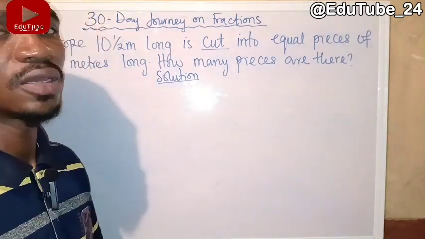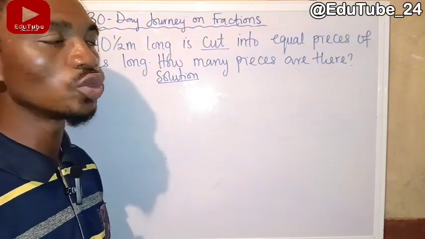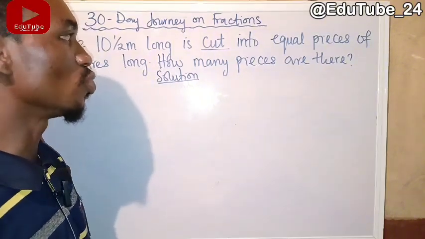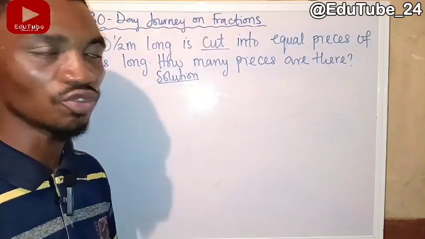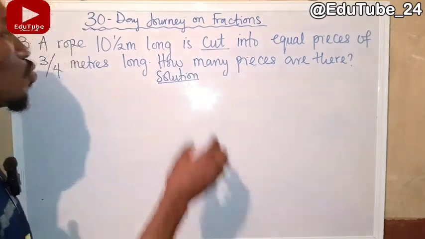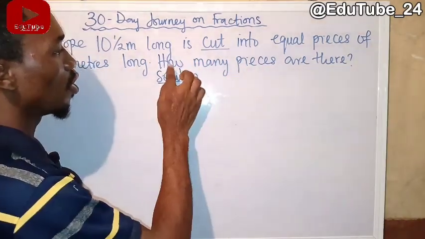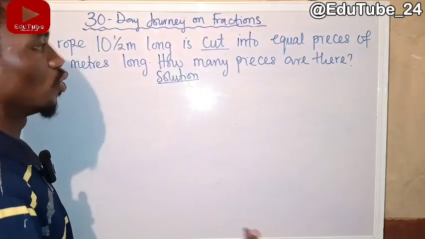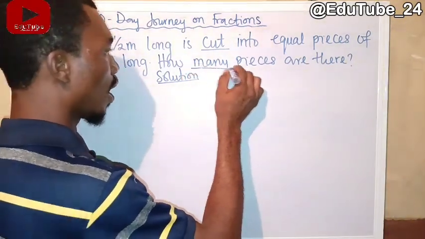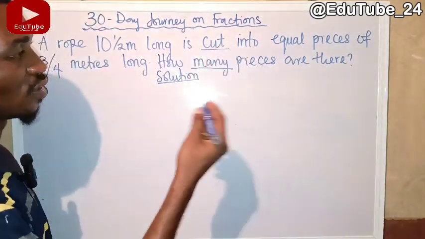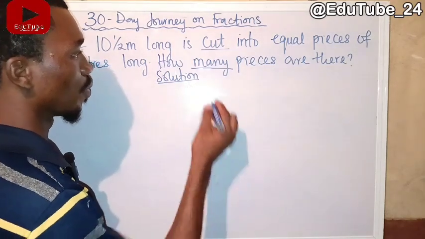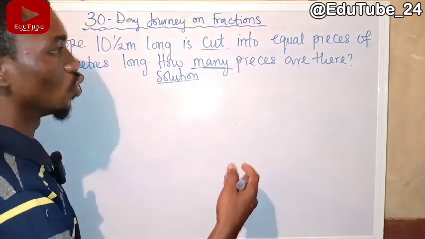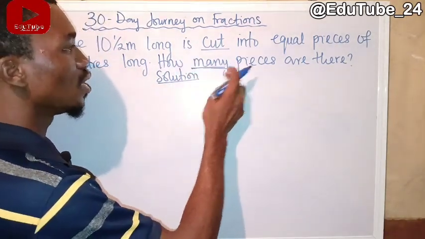But how do we draw the discrepancy between when it is used as subtraction or division? We just simply look at the main question. The main question says how many pieces. We've already done that in the previous example. How many connotes division. So how many pieces are there?